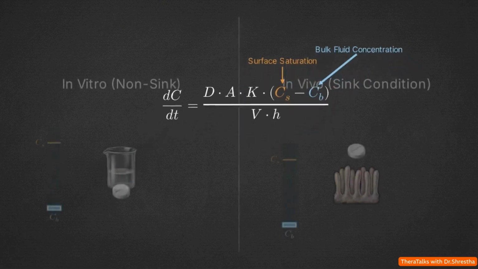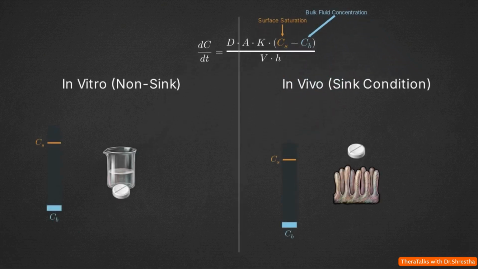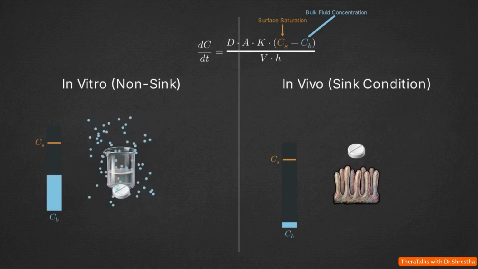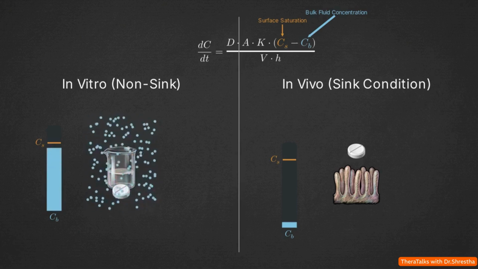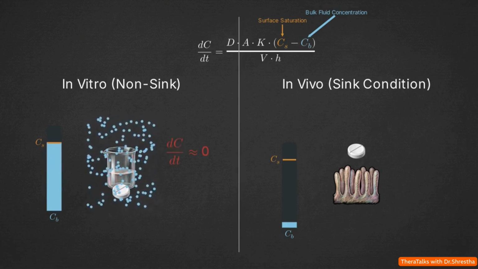This split-screen model illustrates why laboratory testing often fails to predict human absorption. When a tablet dissolves in an in vitro beaker, it operates in a non-sink condition. As the drug dissolves, the bulk fluid concentration rapidly rises. As the bulk fluid saturates, the concentration gradient shrinks, eventually stalling any further dissolution of the solid tablet.